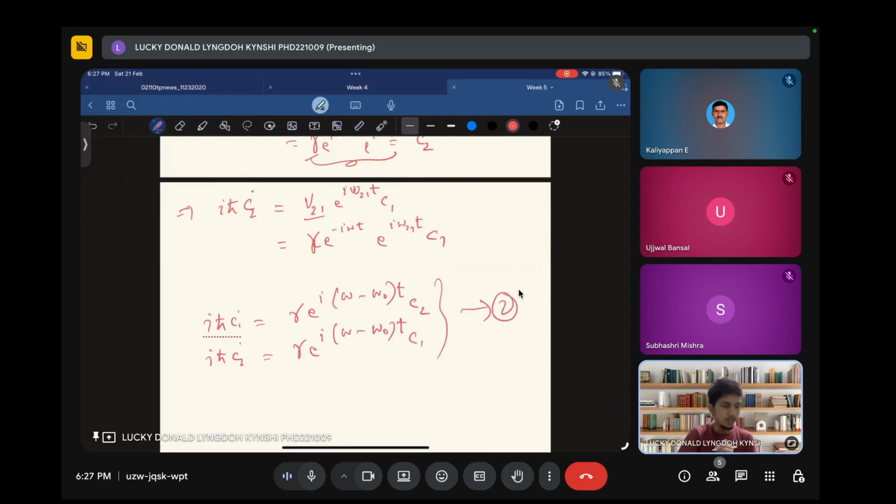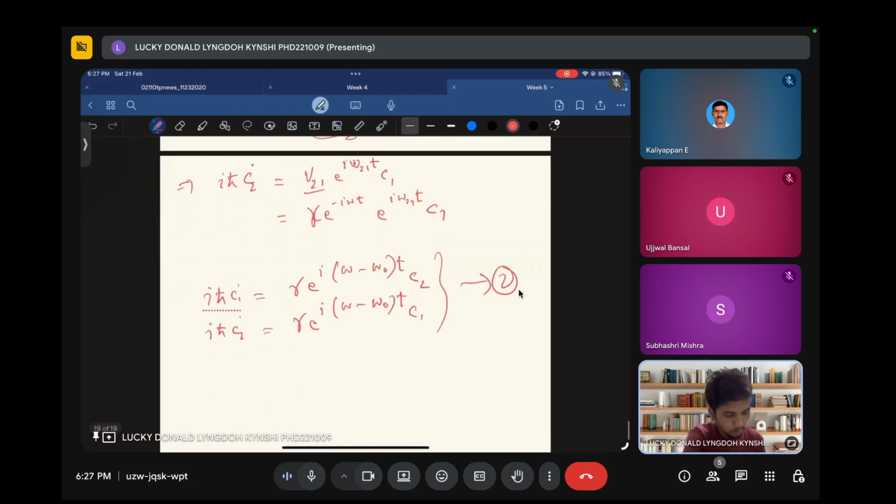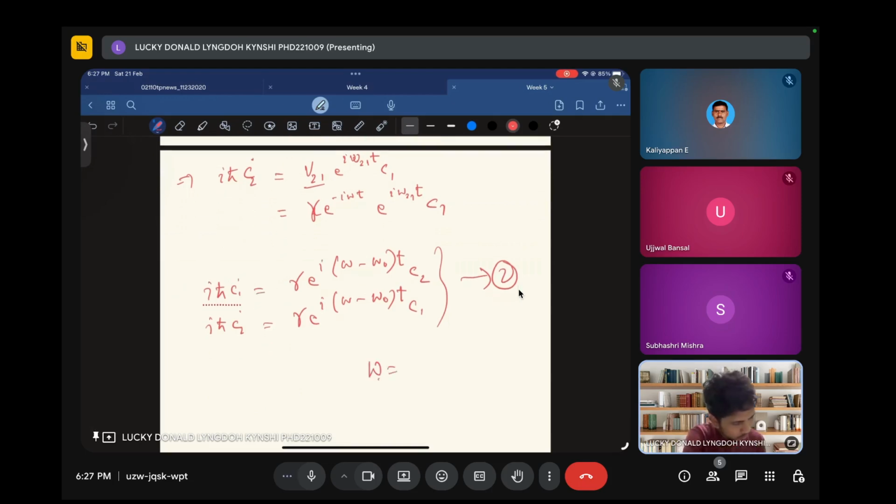Okay, so what is omega naught here? Omega naught, we have assumed that omega is equal to omega naught, which is equal to omega 12, the energy difference E2 minus E1 divided by h cross. Like we have assumed previously, there is an energy difference between your first excited state and your ground state, and that difference is given by omega naught.